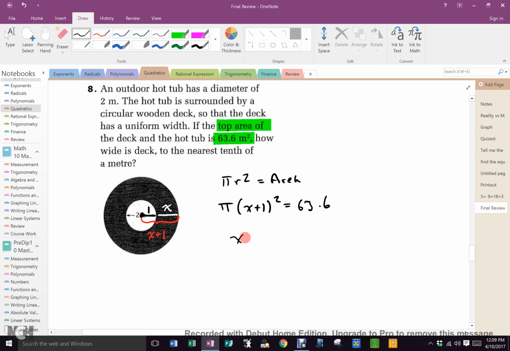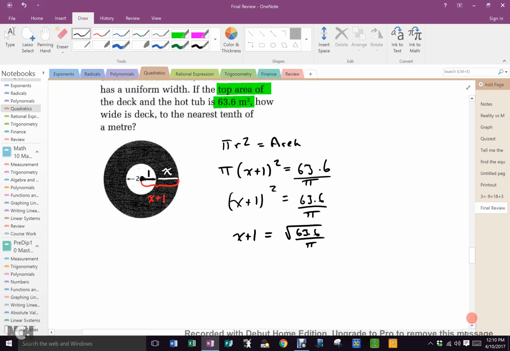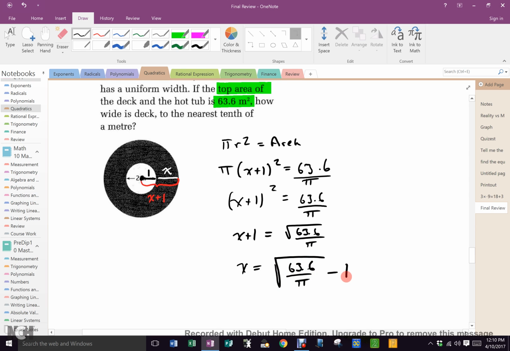Now I just do math. X plus 1 squared equals 63.6 divided by pi, which you would do on your calculator. Then you would square root both sides, so x plus 1 equals the square root of 63.6 over pi. Now, why do I only want the positive one? Because this is a distance. So x equals the square root of 63.6 over pi minus 1, which is 3.5.